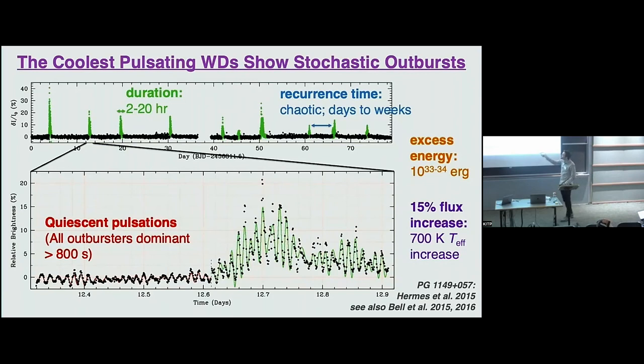They last for a few hours. They very rarely last for longer than a day. Somehow we missed these from the ground. Maybe we had one example of this before Kepler and K2.